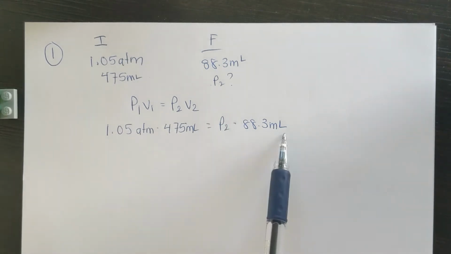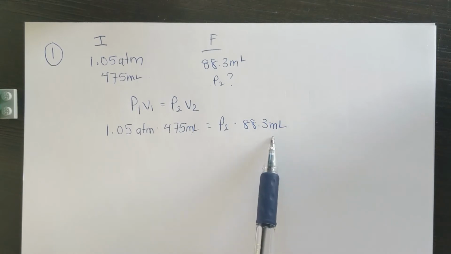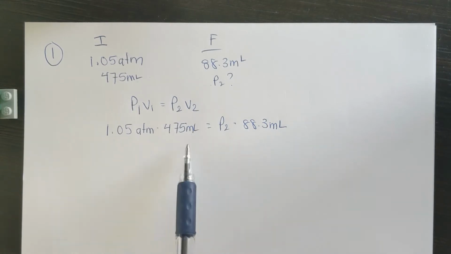So 1.05 atmospheres times 475 milliliters equals P2 times 88.3 milliliters. So we're just substituting into our formula all the things we know, and we're going to solve for P2. Notice I didn't change my units from milliliters. It doesn't matter so long as they're the same. So this is in milliliters and this is in milliliters, so we don't have to change from that.